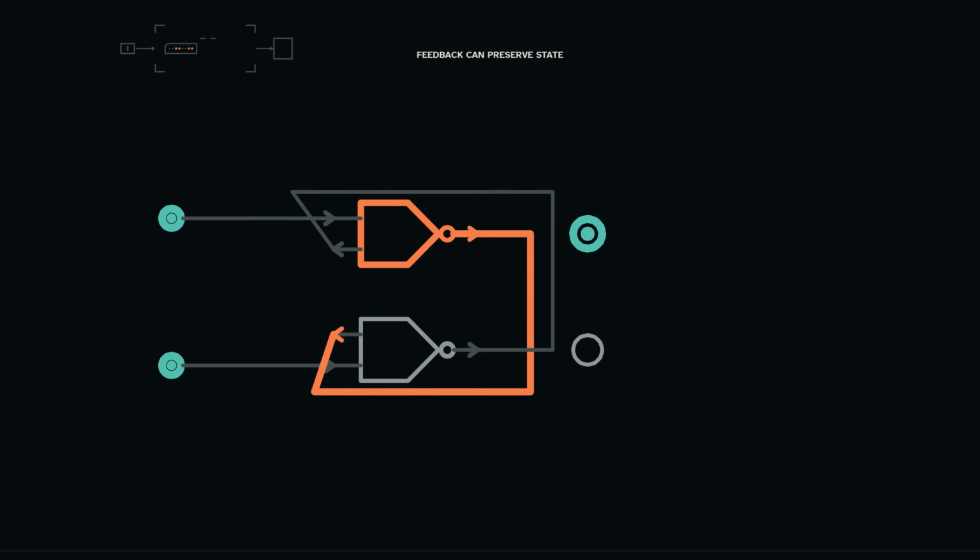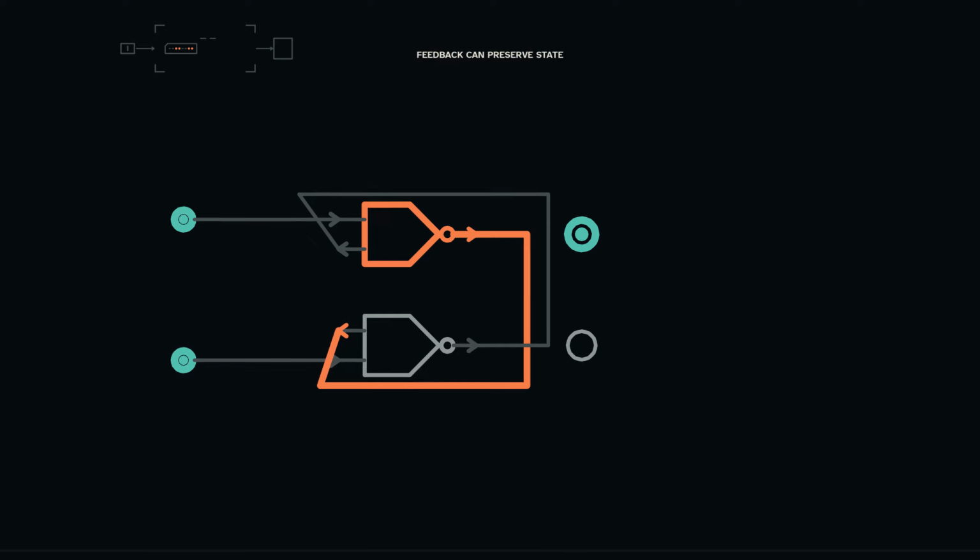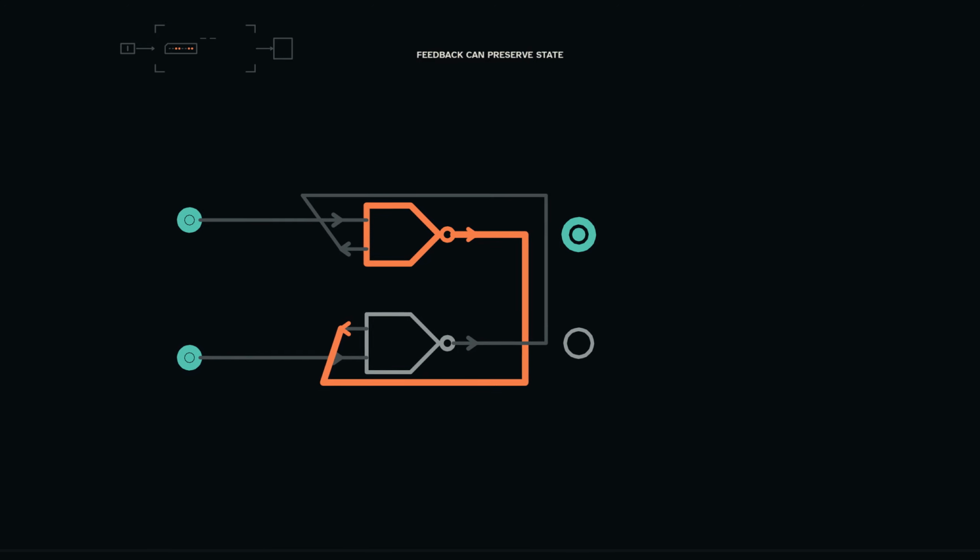Return the set input to 1, so both controls are inactive. Predict Q. The upper NAND receives 1 from set and 0 from not Q, so it remains 1.